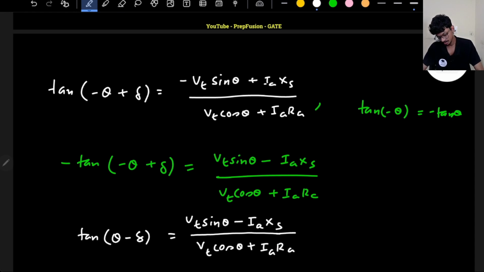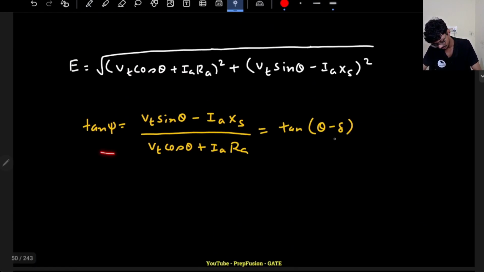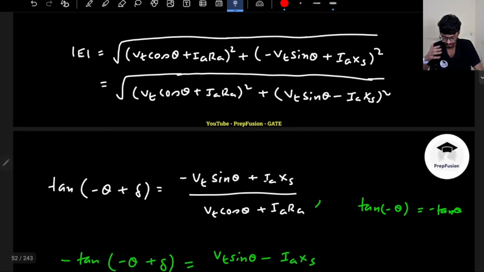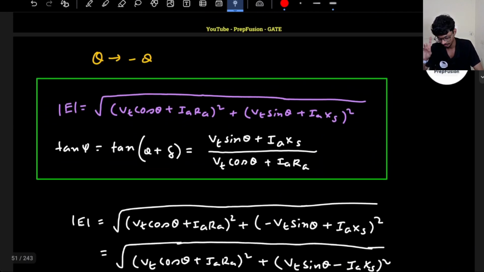So it is the same as this one. Whatever we have derived here, same thing, nothing has changed. So ultimately that is a factor. If you want to remember, just remember this formula and replace theta with minus theta and everything will be sorted. You don't have to remember anything separately.